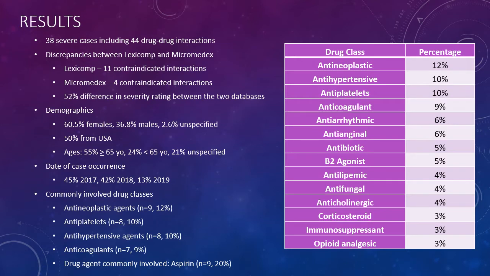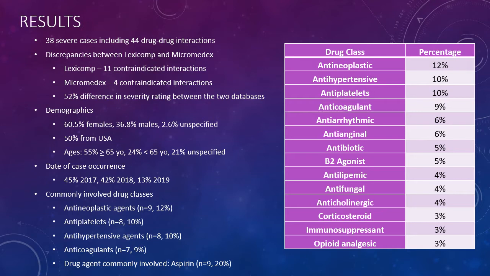From the FAERS, a total of 38 severe cases, including 44 drug-drug interactions, were evaluated. There are 5 cases that involved more than one interaction. Discrepancies between the databases, including Lexicomp and Micromedex, were reviewed. Of the 44 interactions, Lexicomp identified 11 contraindicated interactions, while Micromedex only classified 4 interactions as contraindicated. From the 33 interactions that both databases can classify, there is a 52% difference in the severity rating between the two databases.